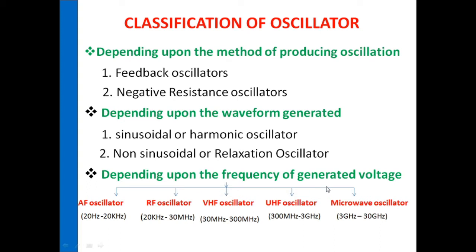And based on the frequency of the generated voltage, the oscillator is classified into audio frequency oscillator, radio frequency oscillator, very high frequency oscillator, ultra high frequency oscillator and microwave oscillator. Hartley, Colpitts, RC phase shift and Clapp are all under the category of radio frequency oscillator. And the crystal oscillator is one example of a very high frequency oscillator. But our aim is to design a microwave oscillator. An oscillator producing a waveform in the microwave frequency range is called a microwave oscillator, and the frequency range is 3 GHz to 30 GHz.